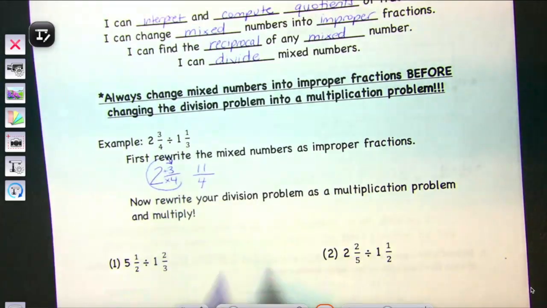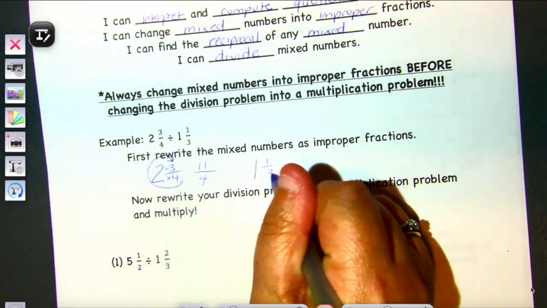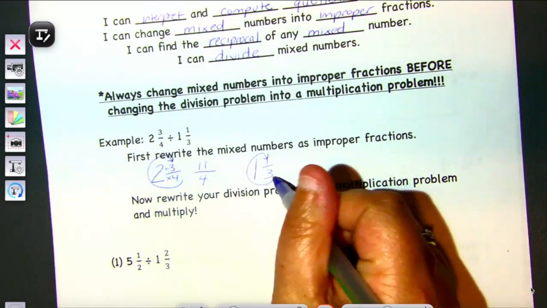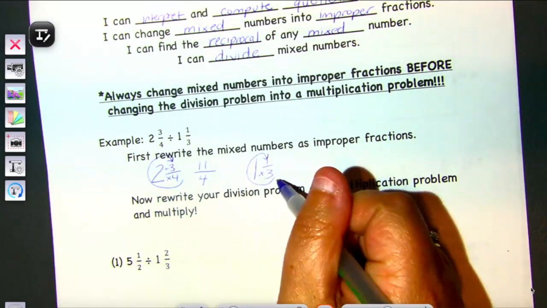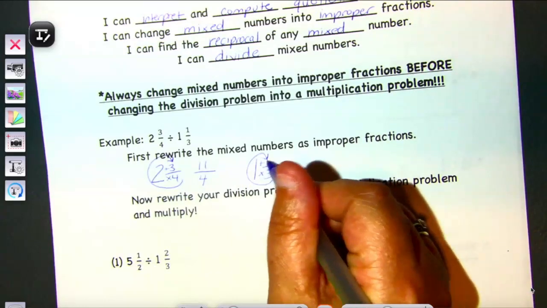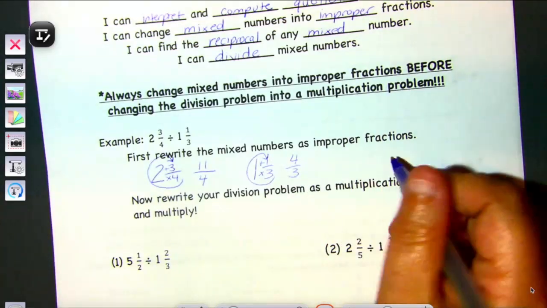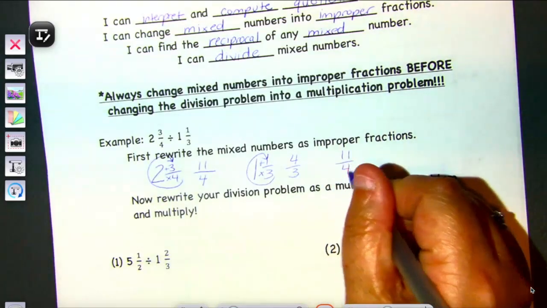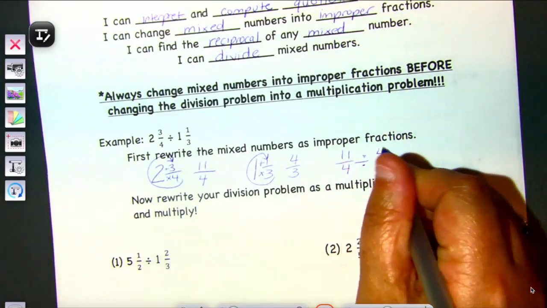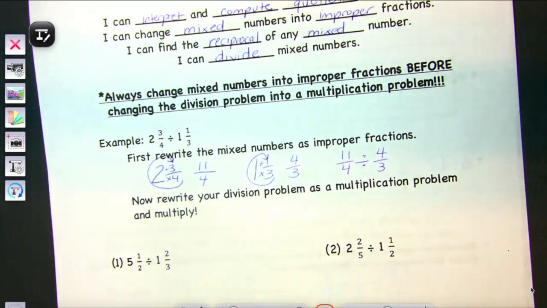And then for the other one, we have 1 1/3, and if we do that circle-y thing, we do 3 times 1, which is 3, plus the 1 on top is 4, so we get 4/3. So really the problem we're doing is 11/4 divided by 4/3. Now we're going to rewrite the division problem as a multiplication problem and multiply. So now we're going to keep, change, flip.